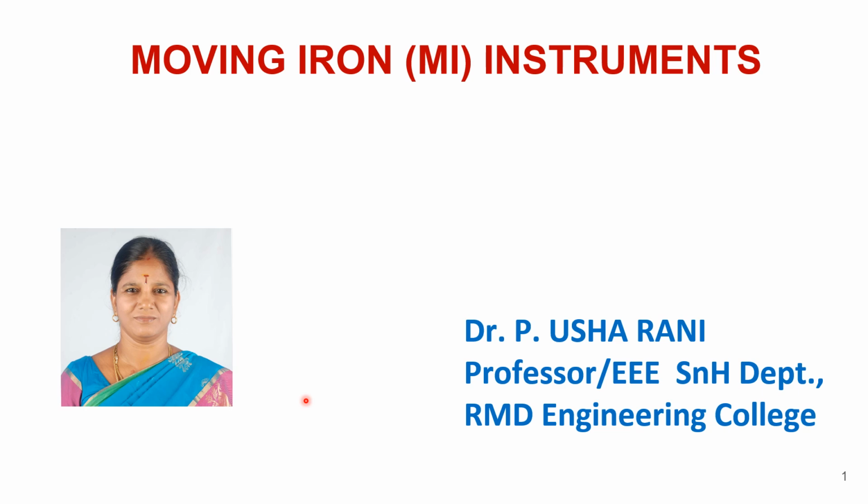I am going to brief about the topic of moving iron instruments. There are two types of moving iron instruments, namely attraction and repulsion type. The name itself, attraction type, uses a single piece of iron in a magnetic field. In the case of repulsion type, two pieces of iron are used, which are magnetized by the same magnetic field.